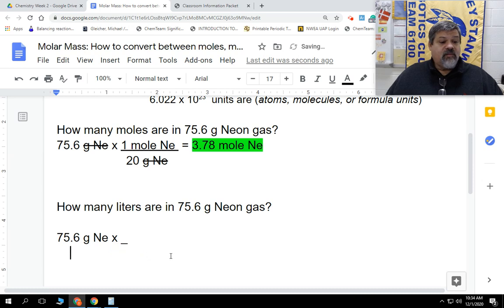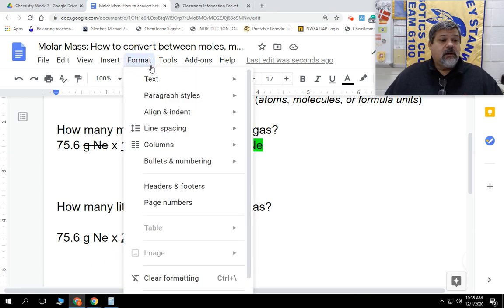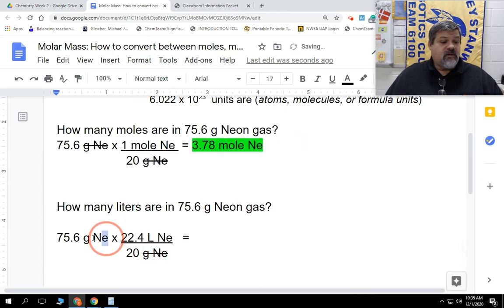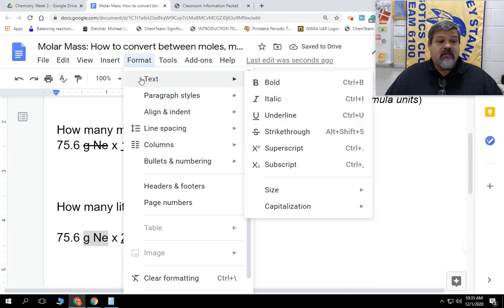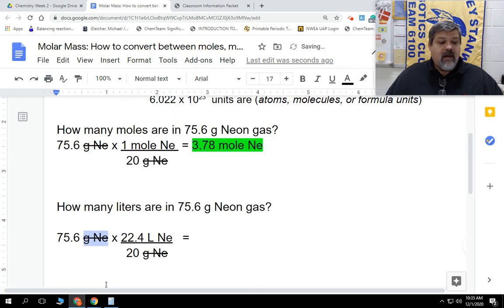So we're going to put our 20 grams of neon on bottom, and on top we're going to put our 22.4 liters of neon, and that's as long as it's at STP. We're going to go ahead and underline that and have it equal. So now what can we get rid of? We can get rid of our grams of neon here. So we're going to strike through that, and we're going to strike through our grams of neon up there because I have it on top and bottom. We can get rid of it. And so all I have to do is the math. So we're going to multiply 75.6 times 22.4, and then we're going to divide by 20.